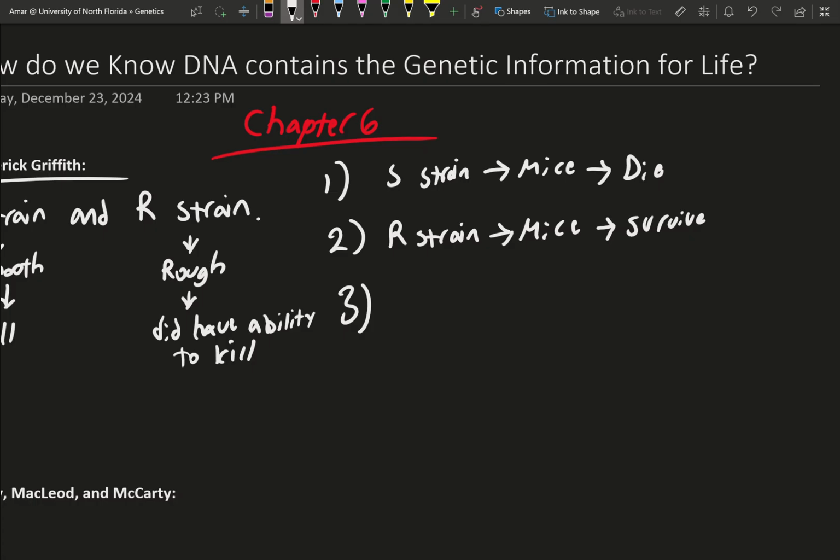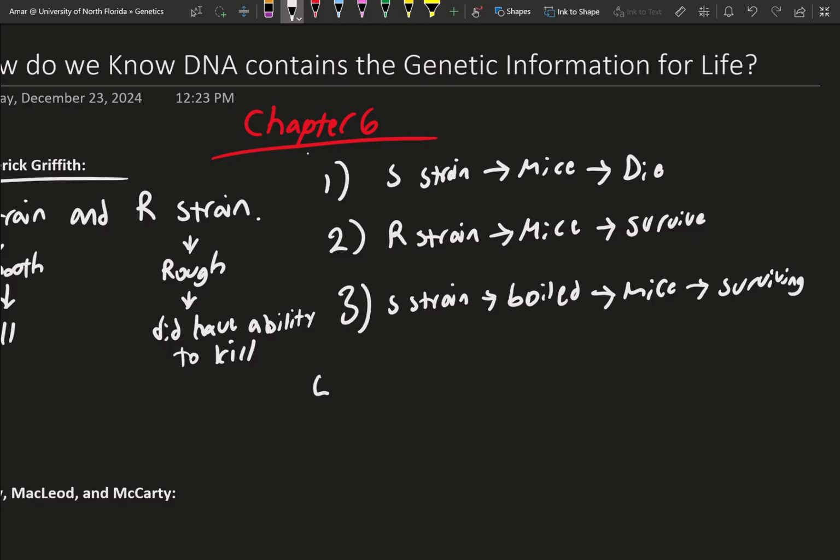But the third one, he took the S strain. He first boiled them to kill them, which basically means that whenever you're boiling, you're killing all the bacteria. And then he added these back into the mice, and they all ended up surviving. Which makes sense, because they're all dead.